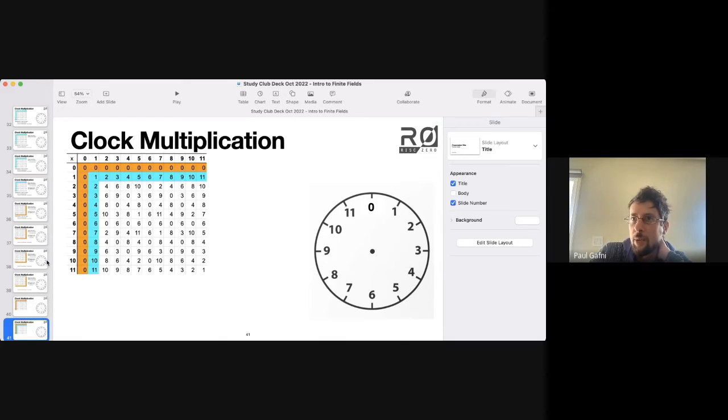Now, I said this was a lesson about finite fields, and so far we're talking about clocks. In a minute, we'll unpack why I'm not referring to this as a field and instead referring to this as a clock. And in order to do that, let's take a look at division.